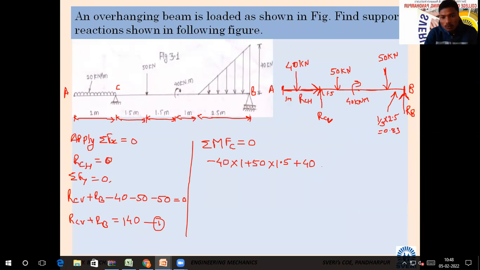And the moment will be clockwise, so it will be plus, into distance. You tell me the distance, how much it will be. What is the distance of point C? What is the distance between point C and B? C and B, meaning what is the distance? 1.5 plus 1.5, 3, 4... 6.5. Is it correct?